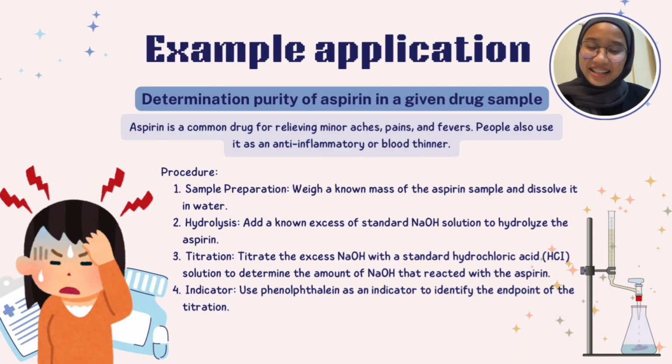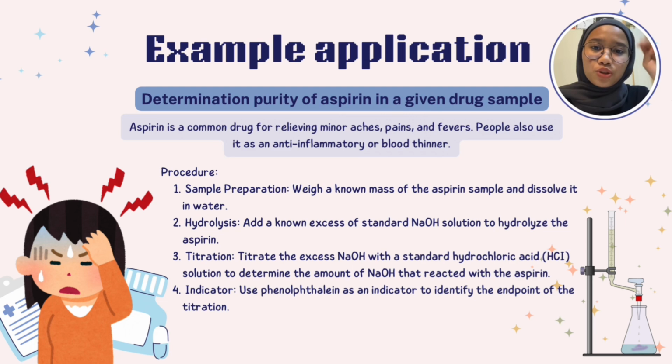Hi, I am Akila. So now we are moving on to the example application. As mentioned in the previous slide, there are a few methodologies for the application of chemical analysis in drugs. However, we decided to give one example from the acid-base titration method. By using acid-base titration, we can determine the purity of aspirin in a given drug sample. Aspirin is a common drug for relieving minor aches, pain, and also fever.